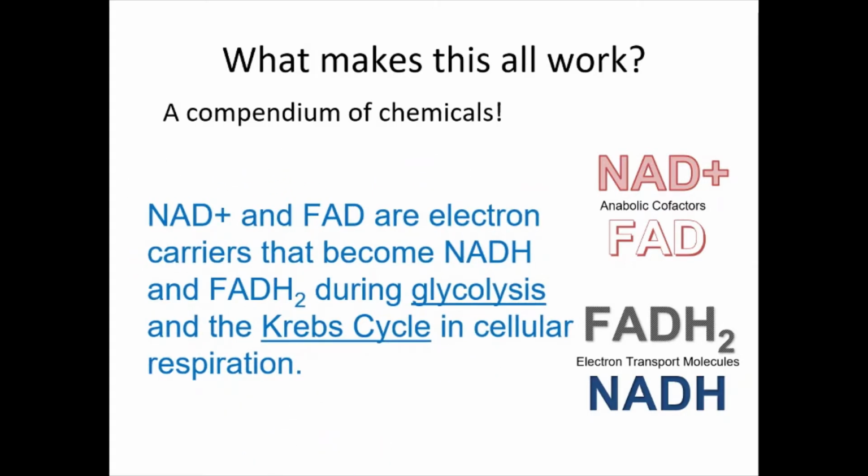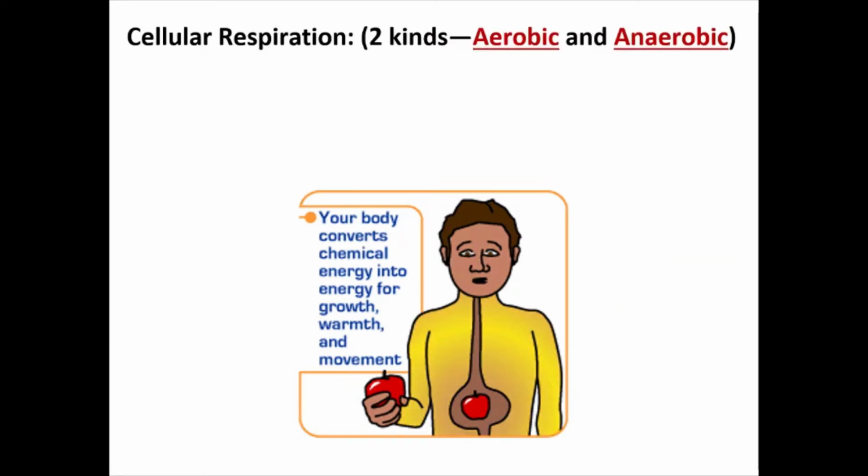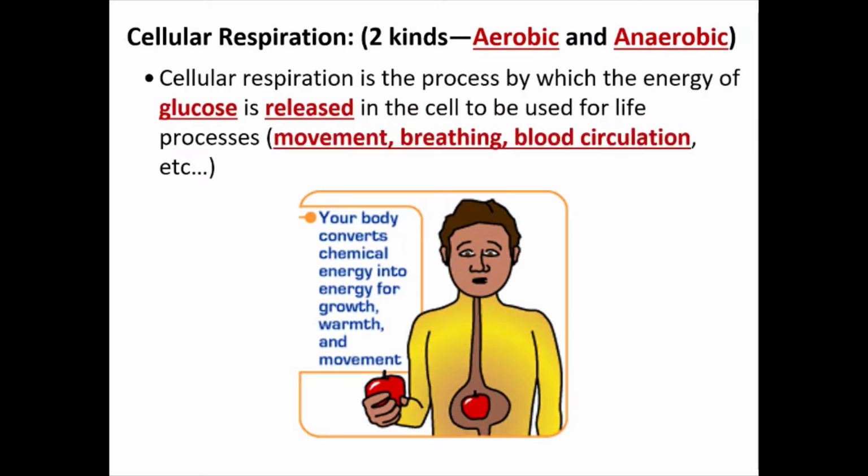Now, these molecules are going to pop up during glycolysis and the Krebs cycle in cellular respiration. Now, unlike plants, we have to eat food in order to get the energy that our cells need to produce ATP, which means we're heterotrophs and plants are autotrophs. So with cellular respiration, we're going to be able to get that energy out of the food that we eat. Now, there are two kinds of cellular respiration, aerobic and anaerobic.